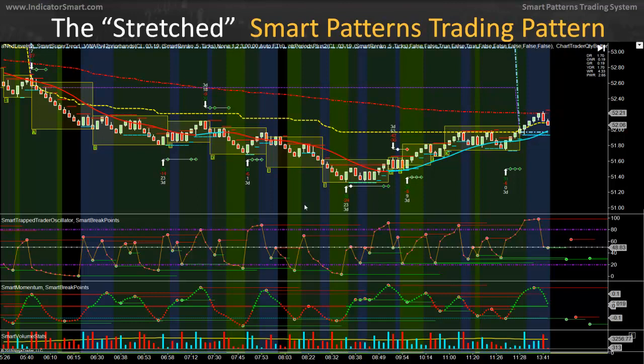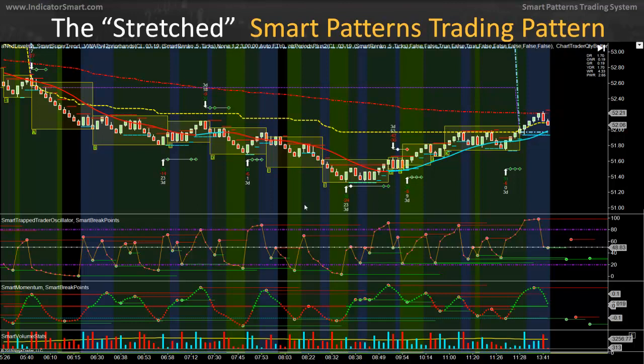And we came down, we got a pattern on the bars that we call railroad ties. You have 4 consecutive reversal bars, while the trap trader oscillator broke through a couple of lines going down, telling us that traders had oversold that. And then the smart momentum came below a line and triggered a long trade going up.